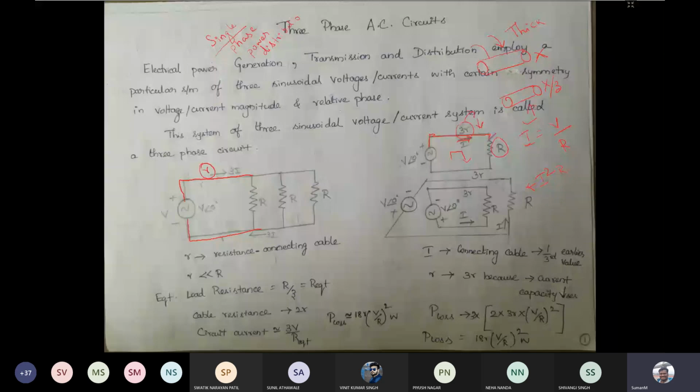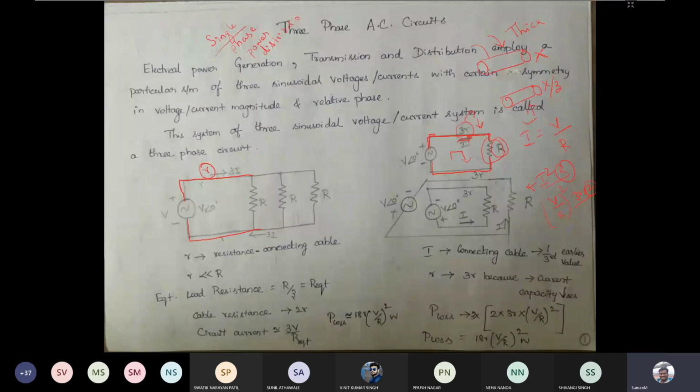The power dissipated in the load is not a waste of energy, it is converting energy from one form to another. So here we are just seeing the cable loss. I squared is nothing but V divided by R, the whole squared. Then the cable resistance is given by 3r into 2. Why 3r into 2? Here the top cable has a resistance of 3r and the bottom cable also has a resistance of 3r, so I have multiplied by 2.